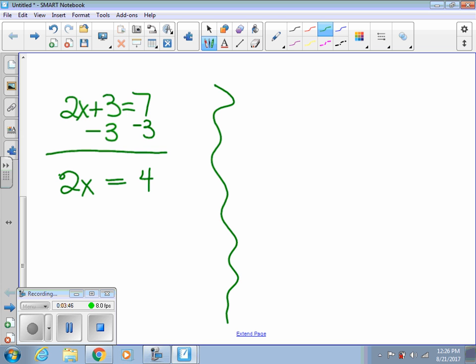Now I'm still working at getting x by itself, so I've got to get rid of the 2. What's happening between the 2 and the x? What operation? Multiply. So the opposite operation of multiply is? Divide. So I'll divide both sides by 2, because what I do to one side, I have to do to the other. 2 divided by 2 is 1. 1 times x is x. X equals 2. 4 divided by 2 is 2.